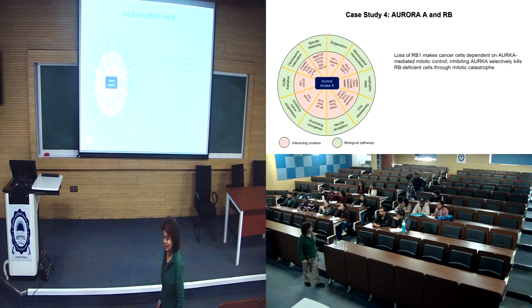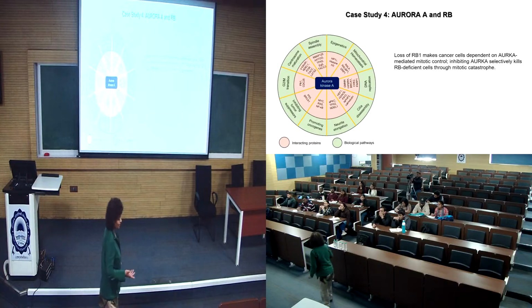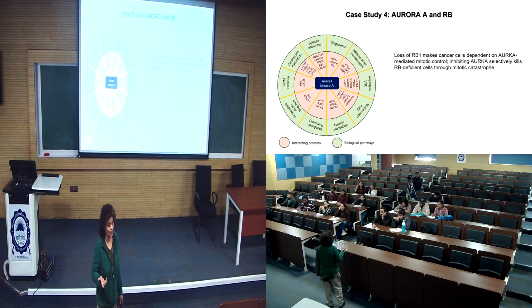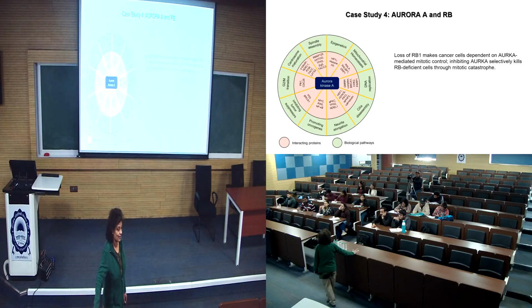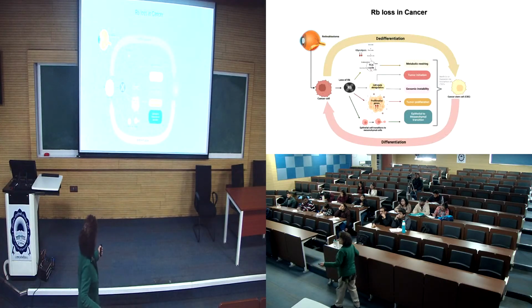Aurora is a kinase. Aurora is an oncogene, so that is a driver of cancer. They will not delete that because it is driving cancer. Aurora is the master regulator of cancer. But cancer cells will delete tumor suppressors, and one such tumor suppressor is the retinoblastoma protein.